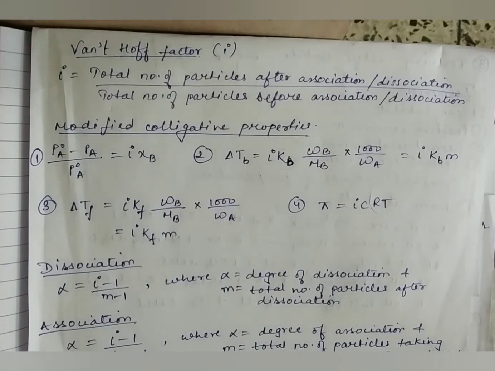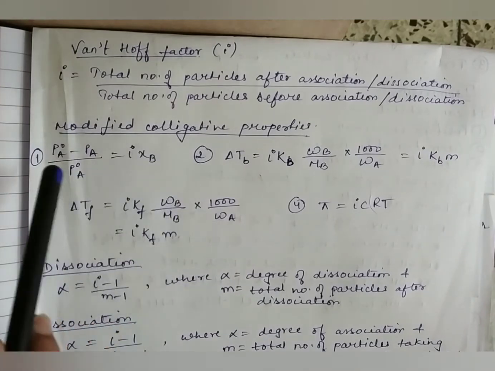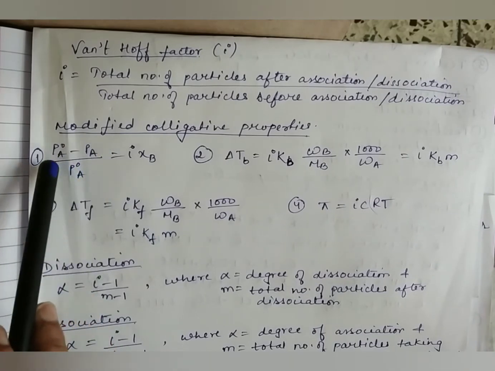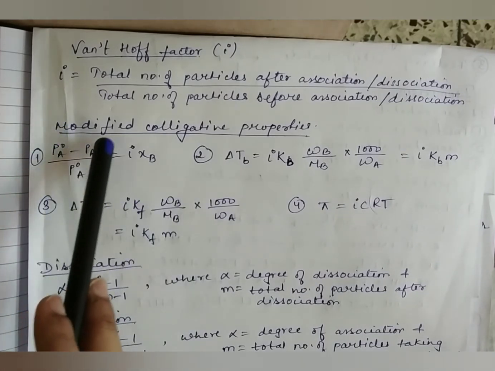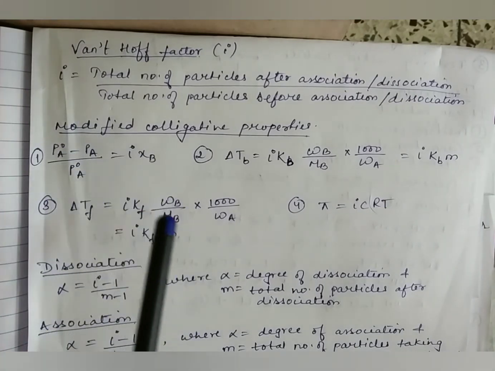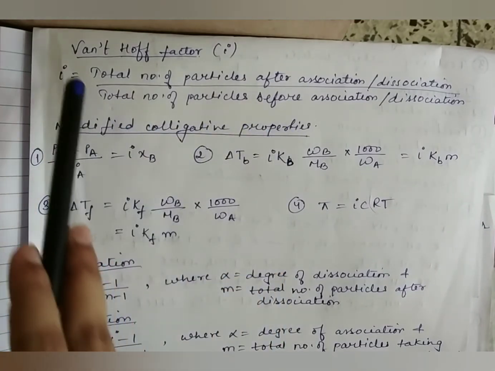So by introducing this Van 't Hoff factor into the colligative properties formulas, we can get the modified colligative properties formulas, which can be used to calculate the exact molecular mass. As you remember, there were 4 colligative properties. The first one is relative lowering of vapor pressure. The formula for relative lowering of vapor pressure is (P naught A minus PA) by P naught A is equal to XB.